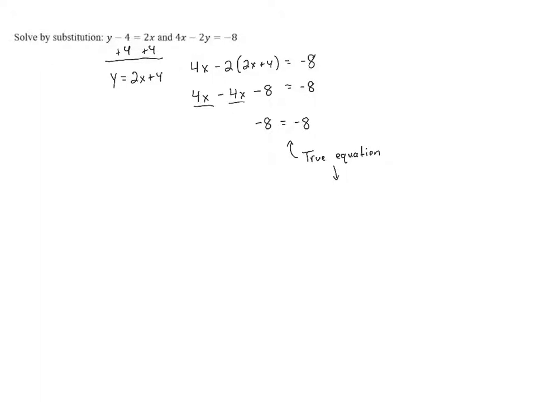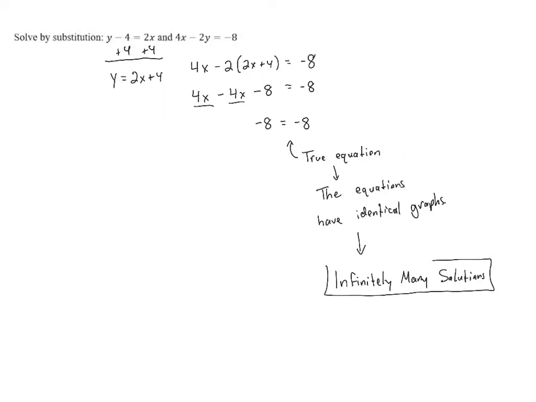When we get a true equation here, this means that the equations have identical graphs. Basically, they are the same line. And if you remember, in the situation where we ended up with the same line, we said there were infinitely many solutions. Which is going to be the answer here.